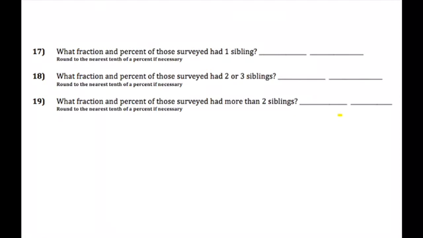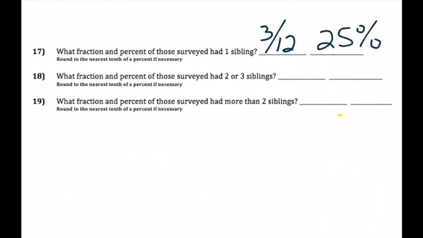What fraction or percent of those surveyed had one sibling? Well, that would be 3 people had one sibling out of the 12 surveyed. 3 divided by 12 is going to be 0.25, which is 25%. And what fraction of those surveyed had 2 or 3 siblings? Well, there were 6 people that had 2 or 3 siblings. So that's going to be 6 out of 12, which is 50%.